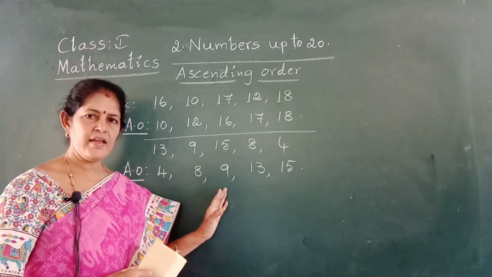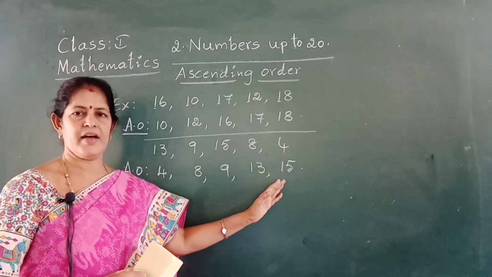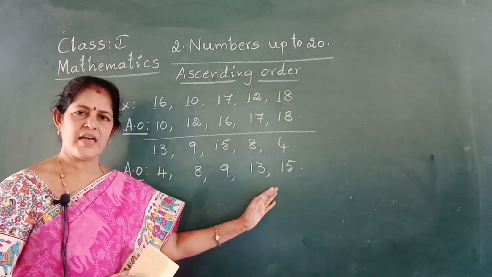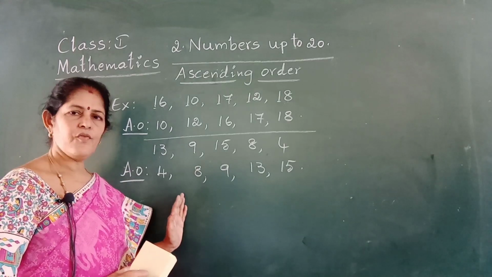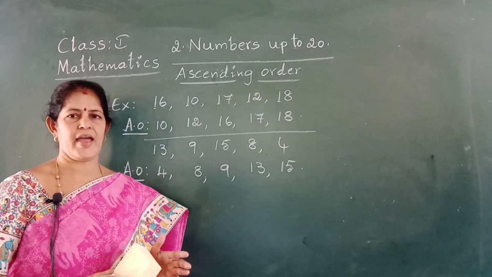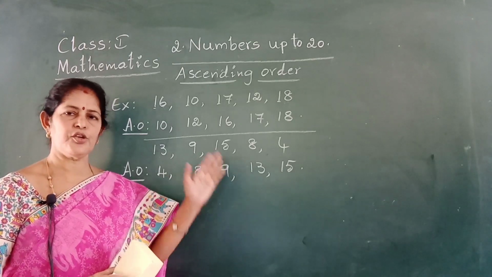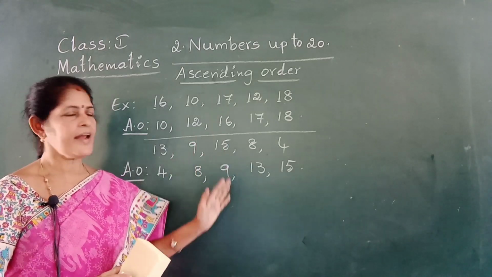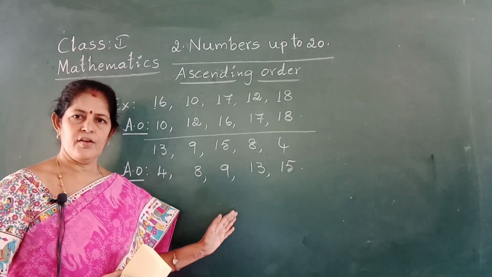1-digit numbers are less than 2-digit numbers. 2-digit numbers are more than 1-digit numbers. 1-digit numbers are 1 to 9. 2-digit numbers are 10 to 20. Are you clear about ascending order? Okay.